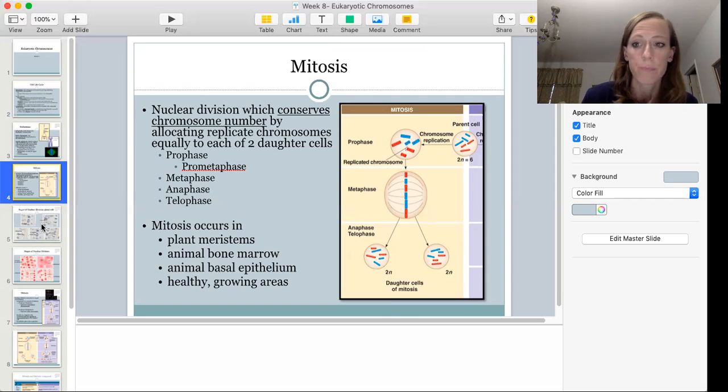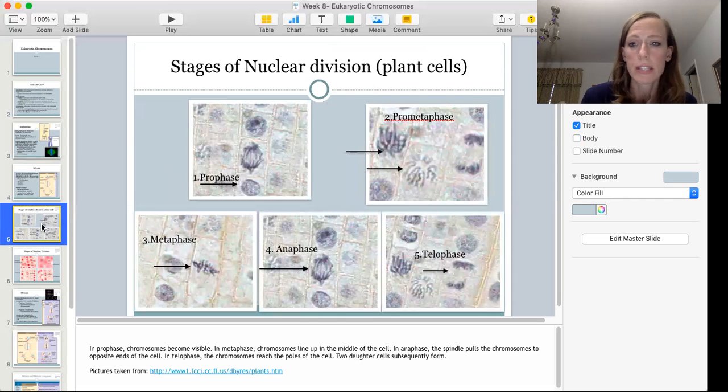All right, so let's take a look at some pictures that will look similar to the slides that you will be looking at in lab this week.